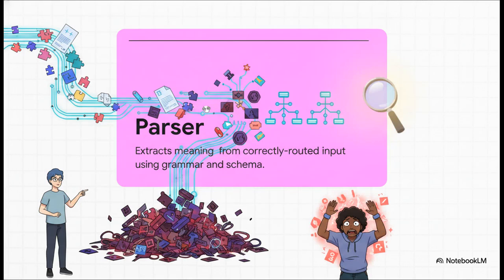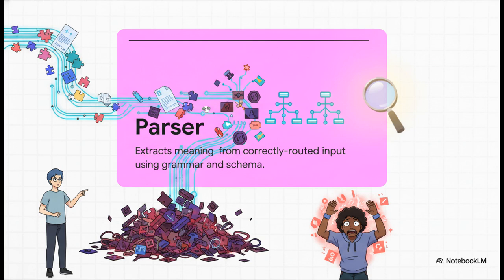Then we hit step 3, the parser. This is the interpreter. It takes that correctly routed envelope, opens it up, and actually tries to extract meaning from the contents using deep grammar rules, rigorous schema checks, and semantic analysis. It does the heavy lifting of true understanding. But, and this is a massive but, it can only do its job successfully if the mailroom worker handed it the right materials. If a parser designed to read plain text is suddenly handed a complex, compressed video file, it panics.